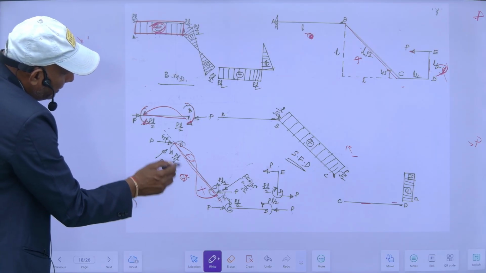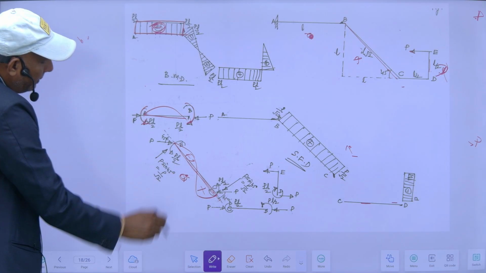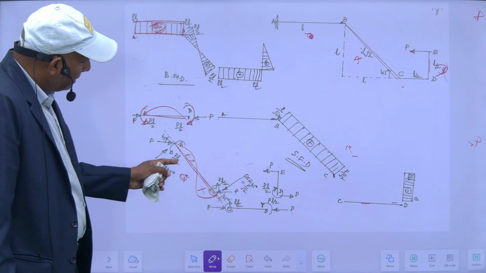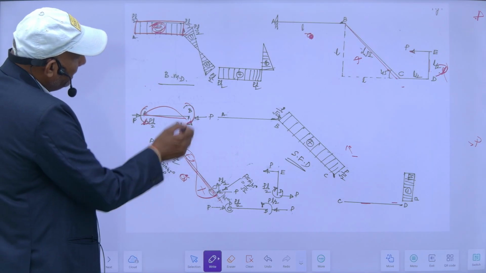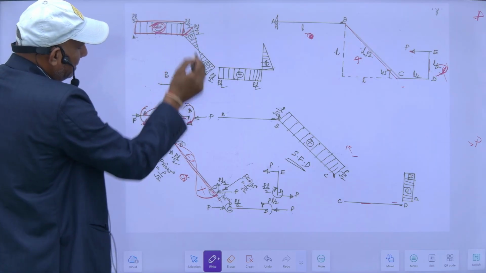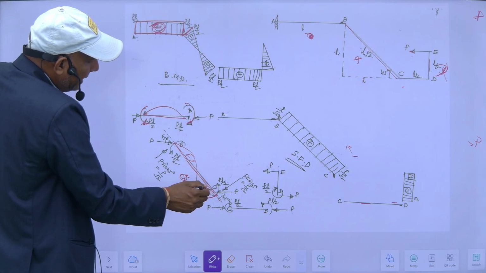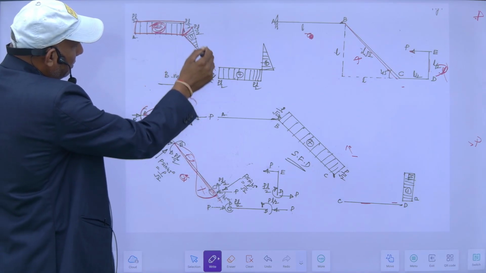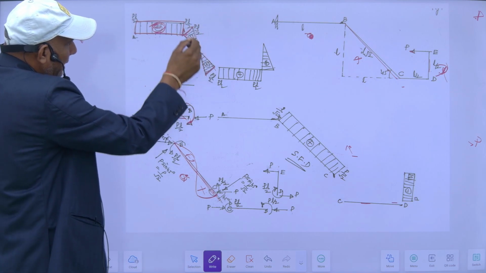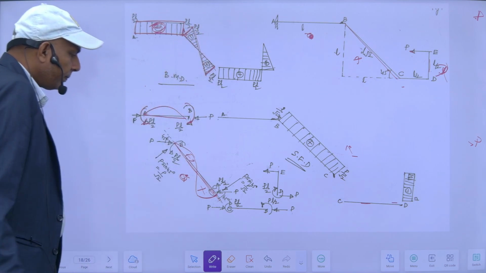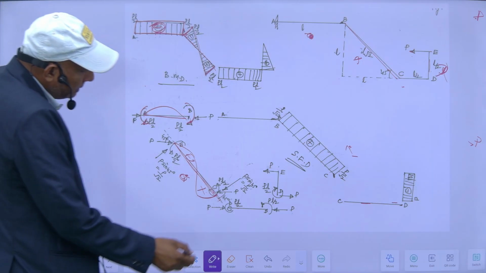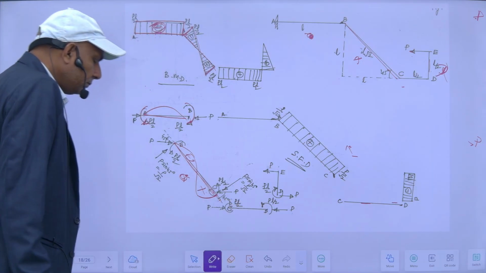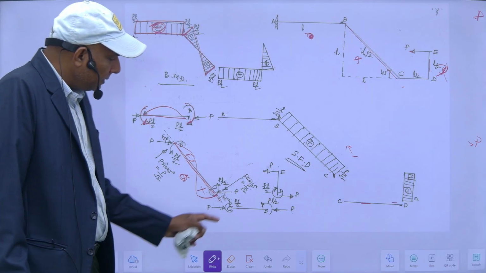I am watching this beam from sitting here. This is hogging here, it means PL by 2, again it will be minus, and here it is sagging, PL by 2. So this will be the bending moment diagram: PL by 2 minus, and this is plus. For CD portion, again there is no vertical load.